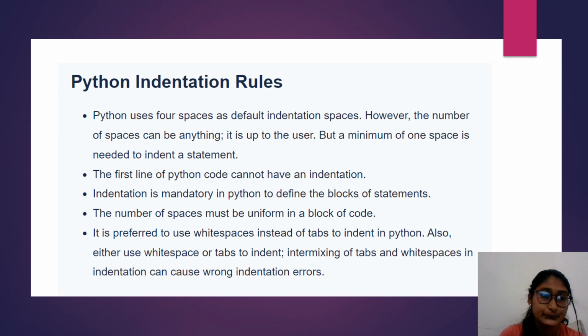Python indentation rules. Python uses four spaces as the default indentation. However, the number of spaces can be anything. It is up to the user. But a minimum of one space is needed to indent the statement. The first line of Python code cannot have an indentation. Indentation is mandatory in Python to define the block of statements. The number of spaces must be uniform within a block of code.